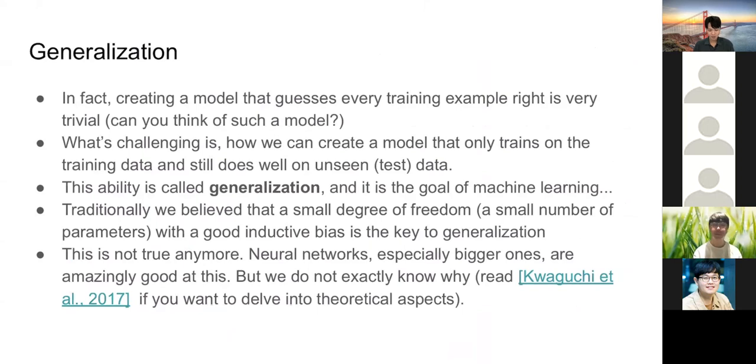If you just give me any number of training examples, it's very easy to make a model that can guess every example right. And the answer is quite trivial too. You just store the training examples in your model, and whenever a new example comes in, you find an instance that's the same as or maybe similar to your training example, and then get the corresponding output as your model's output.